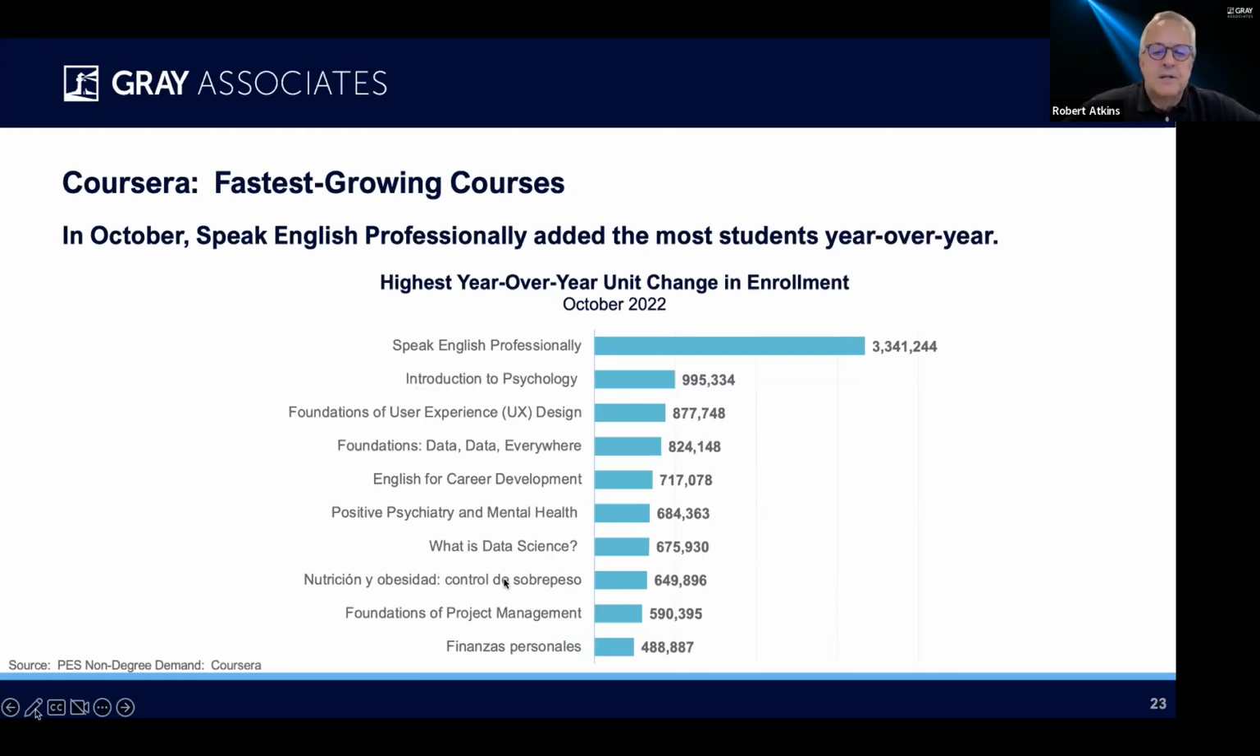What is data science? Then interestingly, we have two here where the course is actually taught in a foreign language, which we don't normally see at the top of the list. Apologies for my Spanish, but nutrición y obesidad is one, and finanzas personales is another. And finally, we have project management, which often makes the list, with 590,000 increase in enrollment in October versus a year before.